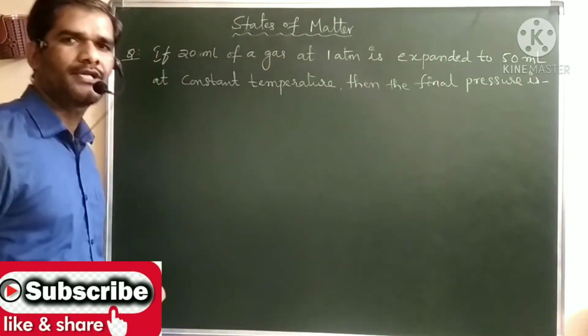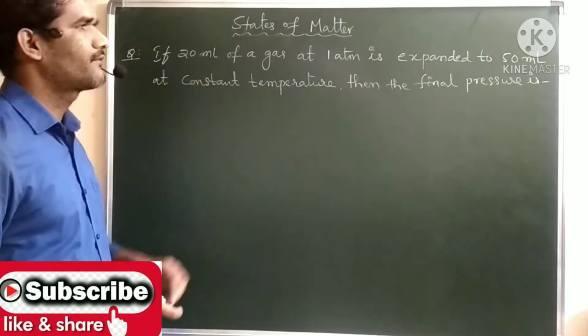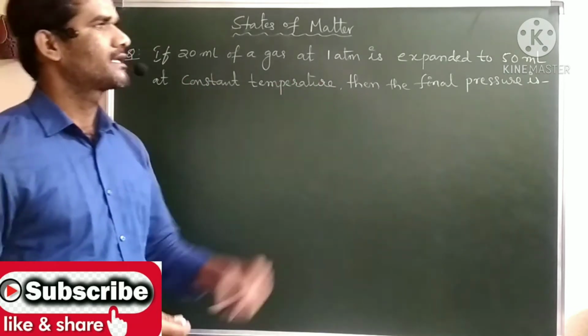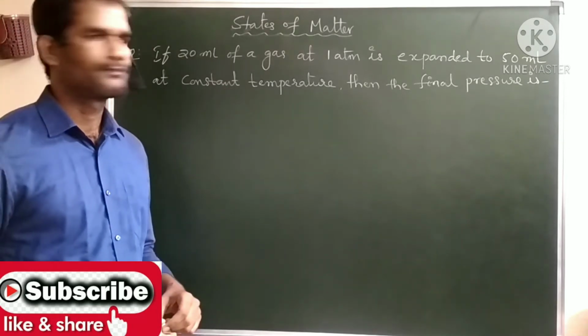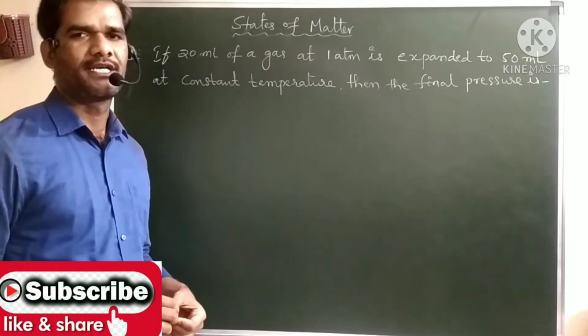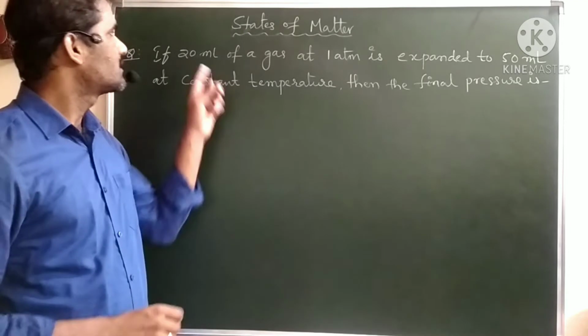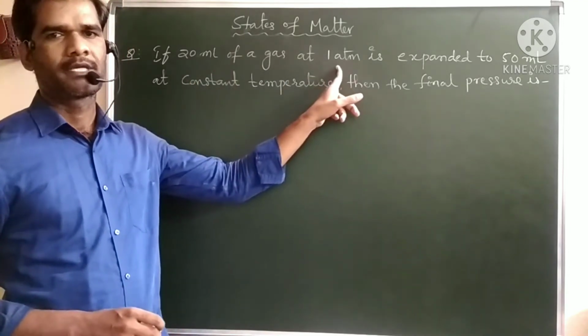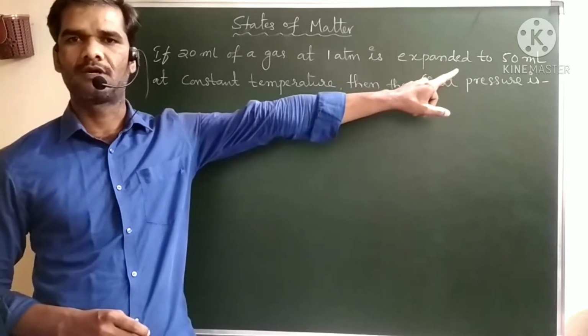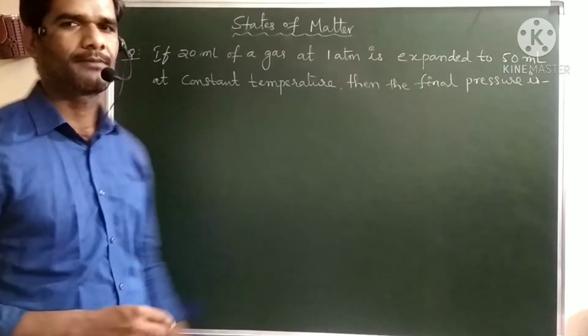In the first question, if 20 ml of a gas at 1 atmosphere is expanded to 50 ml at constant temperature, then what is the final pressure? Here they gave the initial volume and initial pressure. It is expanded to the final volume of 50 ml. Then what is the final pressure?